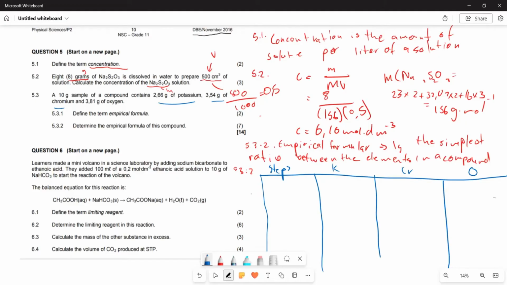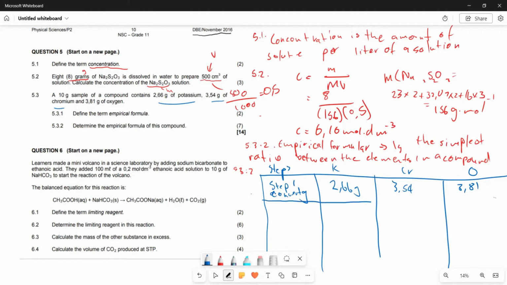Now, the first step, your step one, you are going to convert it to grams, right? If it's already in grams, then you write it in grams. So now what is the grams of each? Your potassium is 2.66 grams, and your chromium is 3.54. The 3.81 that I wrote is for oxygen. This is going to be the grams.